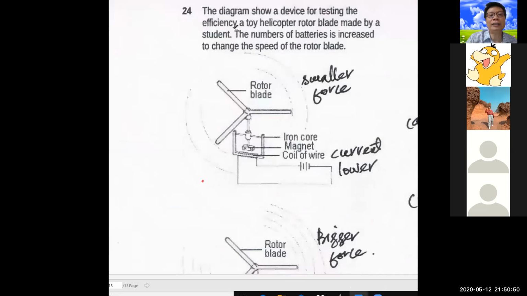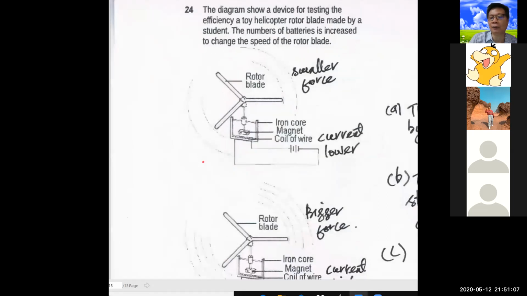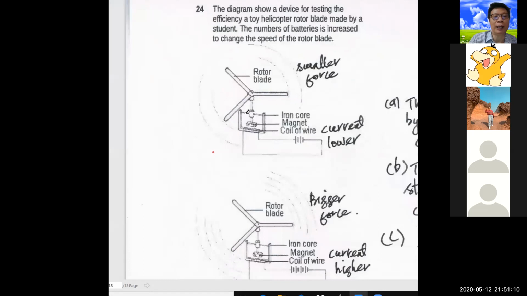The diagram shows a device for testing the efficiency of a toy helicopter. This helicopter. A toy helicopter rotor plate made by a student. Okay, you can see the diagram. The plate is turning, to make this work like a helicopter. So this one is turning. The diagram is not so clear. The number of batteries is increased to change the speed of the rotor plate.